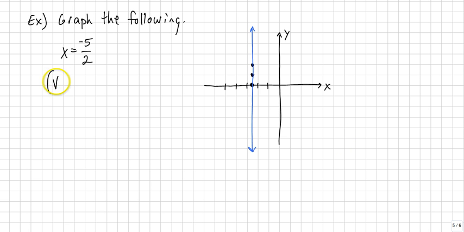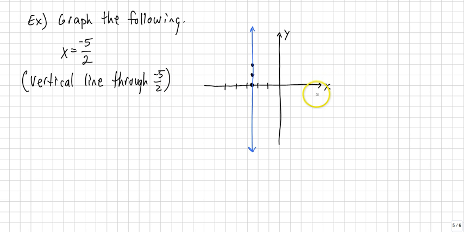So this is basically a vertical line through... this is just a vertical line through negative 5 halves.